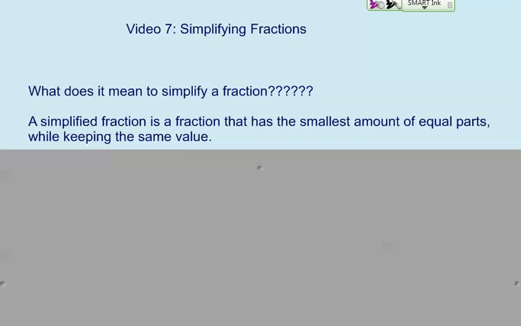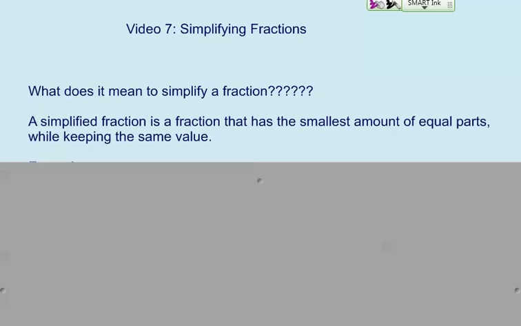We're going to start video 7, simplifying fractions. This should be relatively easy because we have done it before. We just didn't really talk about it. So what does it mean to simplify a fraction? Well, a simplified fraction is a fraction that has the smallest amount of equal parts while keeping the same value. So they're equivalent fractions, which means they're equal. One of them just has fewer parts.